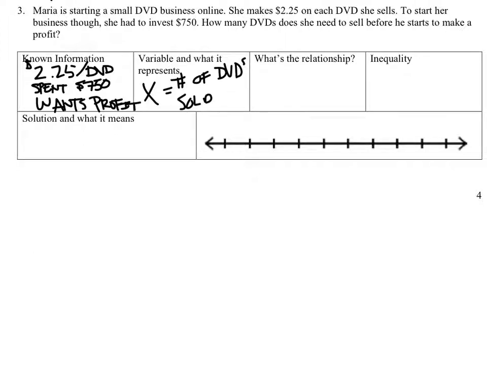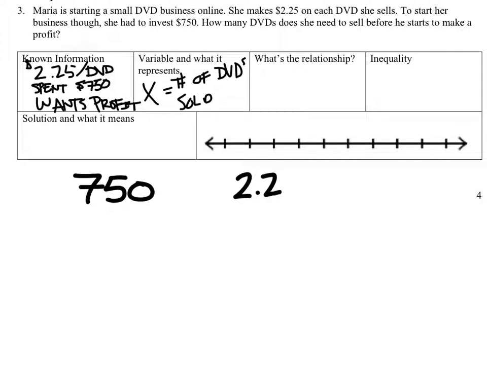And what's the relationship? Well, she needs to make back the $750. Since this one is talking about profit, if she makes $750, that will only give her break even. It would not be considered profit. So she needs to make more than $750. So the inequality right here, we can just do this down here. The inequality is we got $750 that she needs to make.